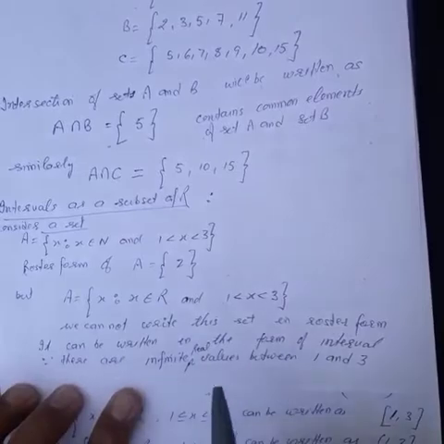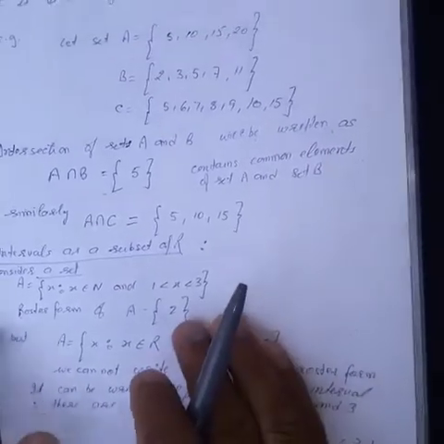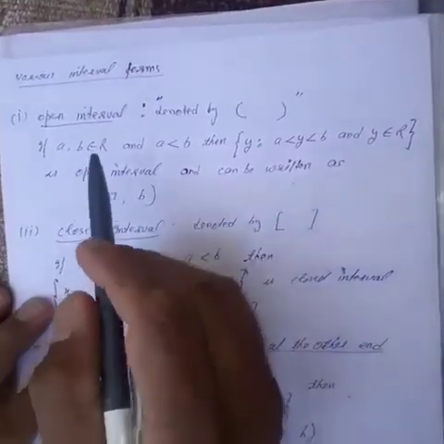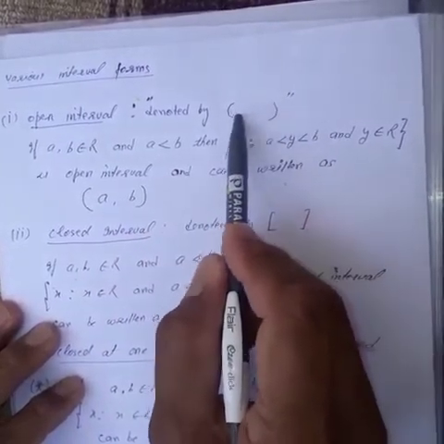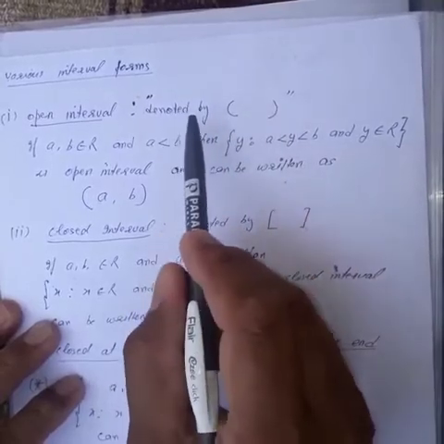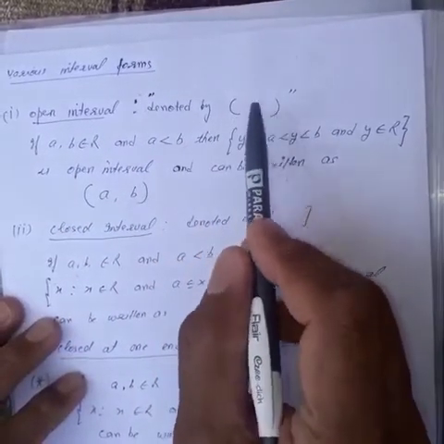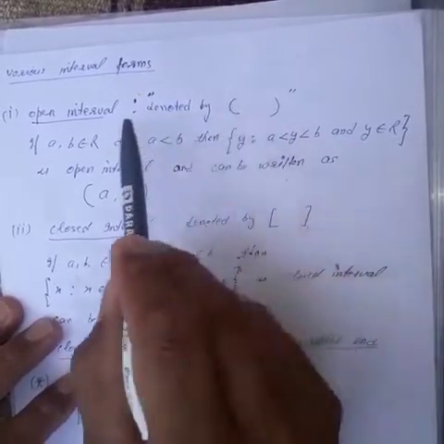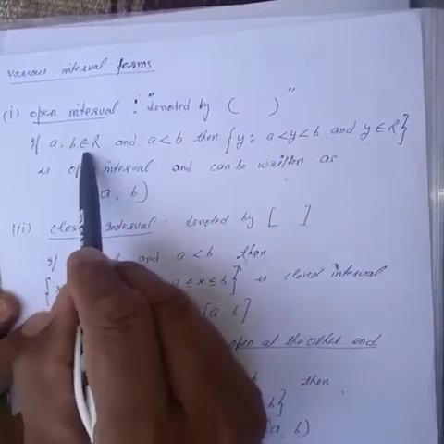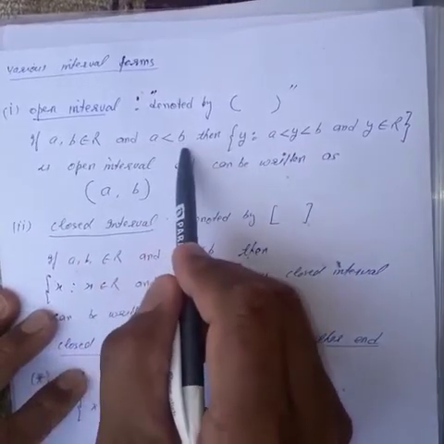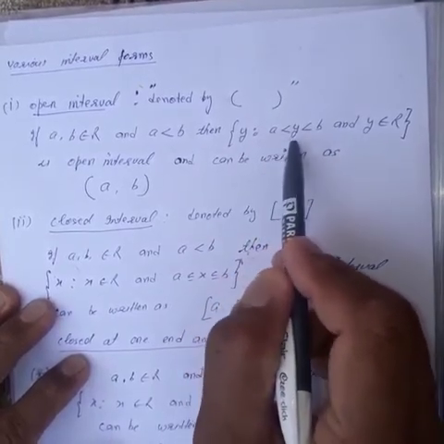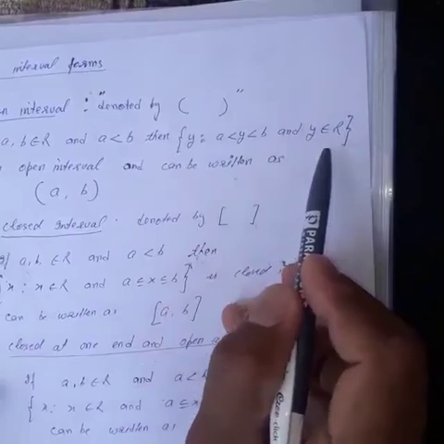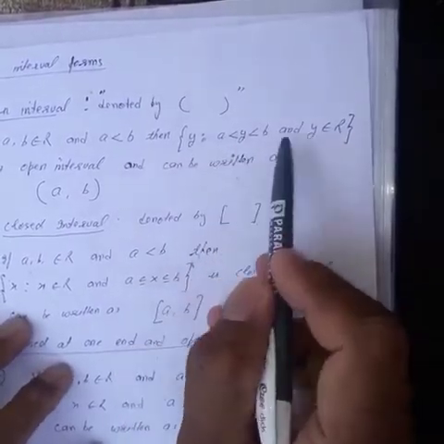Now there is an interval form to write down this set. Now we will try to learn this. There are various interval forms. The first one is open interval. It is denoted by these brackets, with the elements written inside. So I told you in this chapter that different brackets have different meanings. Now these brackets stand for the open interval. Now let a and b be two real numbers where a is less than b, then the set of all y where a is less than y less than b and y belongs to R is called an open interval.